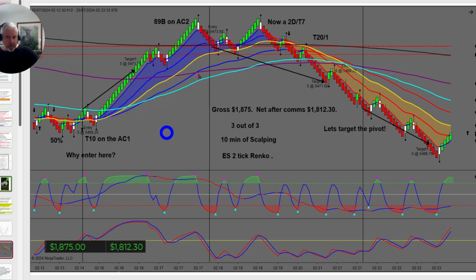So starting off, you would be trading with the trend, and for members watching this, there's, for example, a T20-1. That is just a no-brainer entry. But all of these, they're all rules-based strategies.